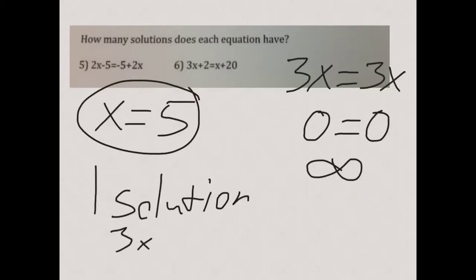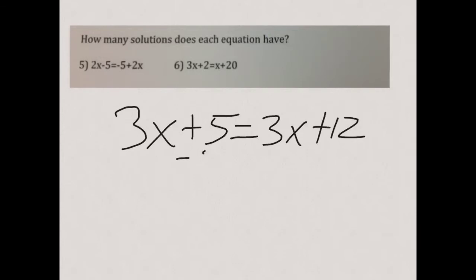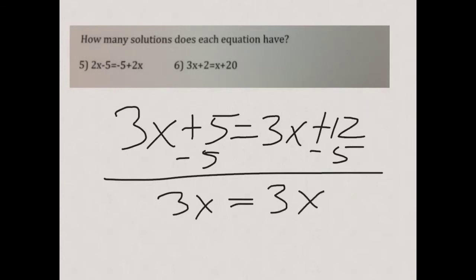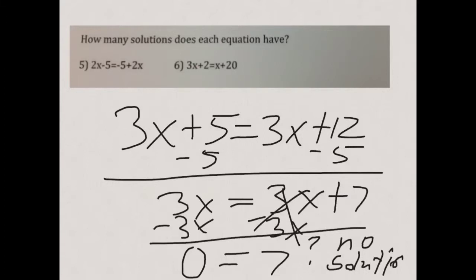Now, if you have something, say, let me erase all this, like 3x plus 5 is equal to 3x plus 12. Well, let's get rid of the 5 first. I end up with 3x equal to 3x. Now you might see already, like, wait a minute, when I get rid of this 3x, I get rid of the other one. So I end up with 0 on this side. Just cancels out, and 7. Can 0 ever equal 7? No. Since I say no, no solution. So, since we can't find a solution for it, there's no solution.